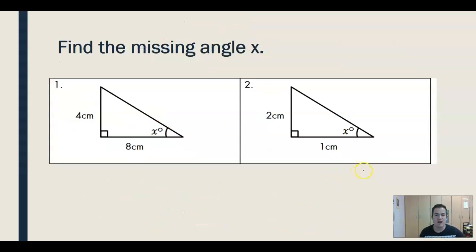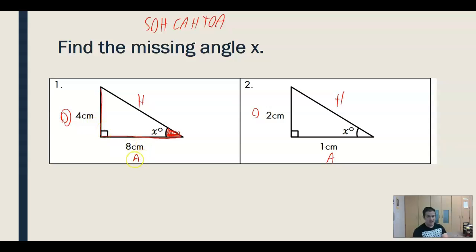Now, what if I'm trying to find a missing angle? So I know these two sides, but I don't know this angle. We did an example like this earlier when we were talking about inverse trig functions. So again, looking at this angle, this is the adjacent, opposite, hypotenuse side. Same here. If I'm looking at my SOHCAHTOA again, I'm dealing with my opposite and my adjacent side. So the trig function that deals with the opposite and adjacent side is tangent. So tangent of x is equal to 4 over 8.